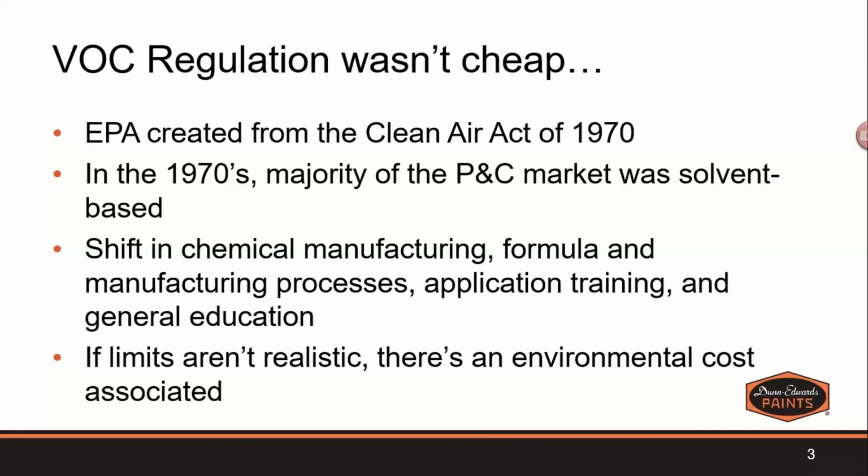To highlight this, in 1981, non-flat paints in California were still at 450 grams per liter and didn't go below 400 grams per liter until 1987. And it didn't hit 50 grams per liter, the number that we know today, until the year 2000. This shift in lower VOCs took 19 years, and it caused a huge shift in chemical manufacturing, formula and manufacturing processes, application training, and general education across DIYers, professional applicators, and academics.